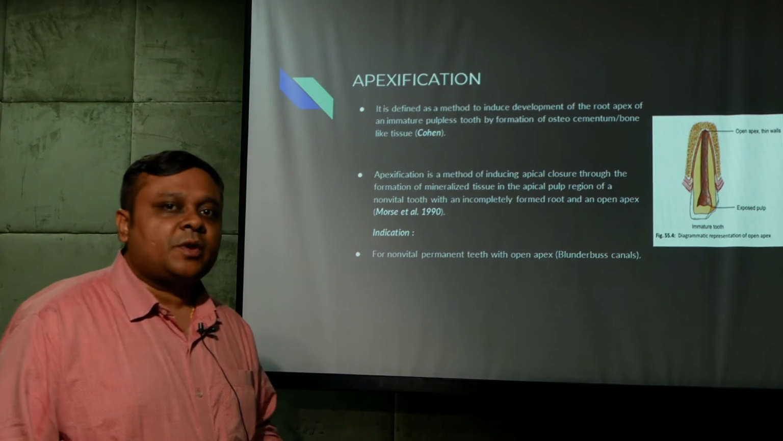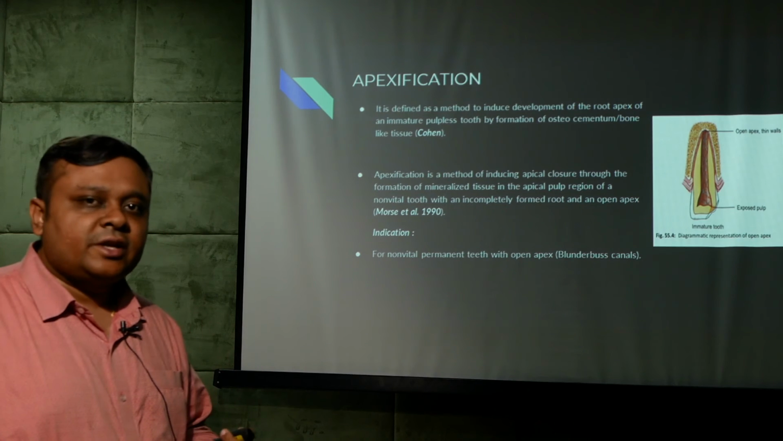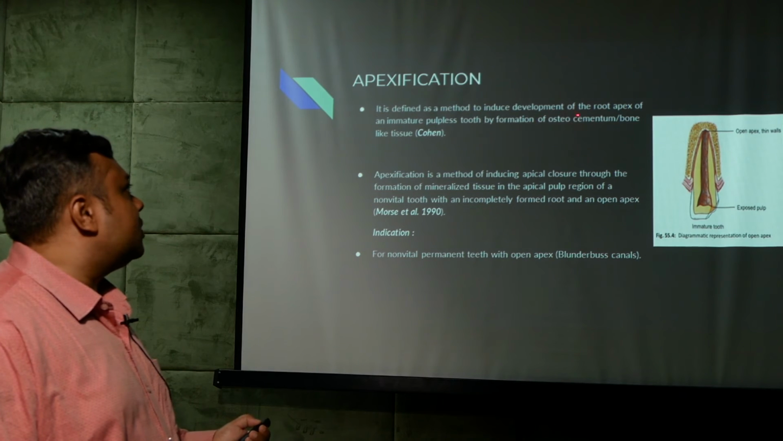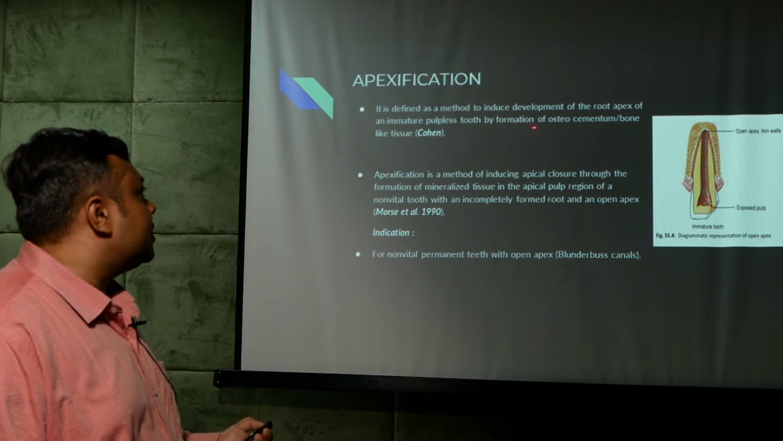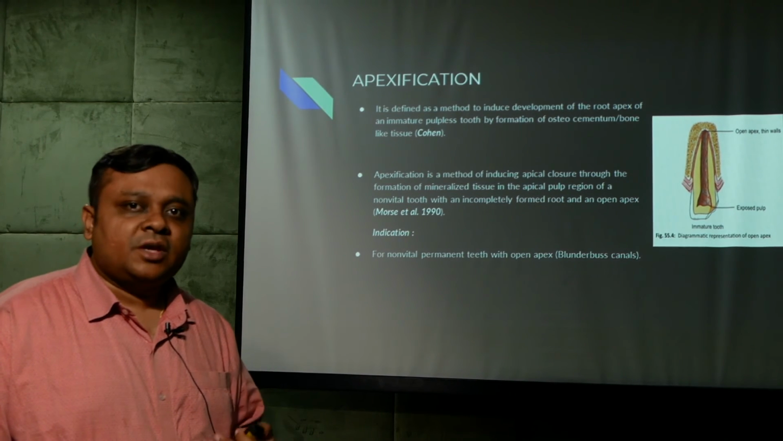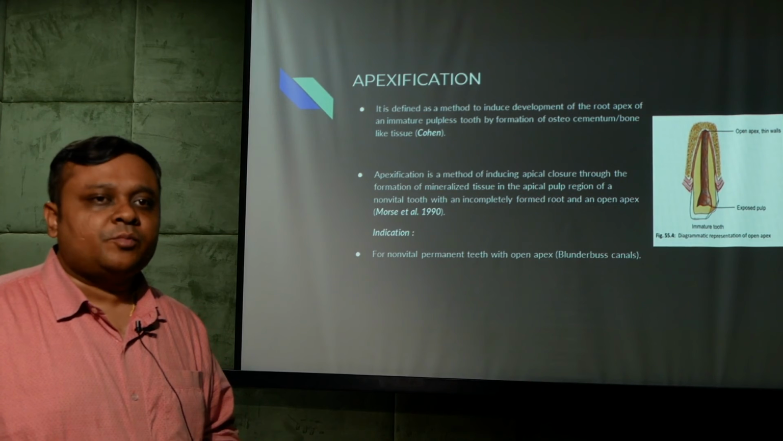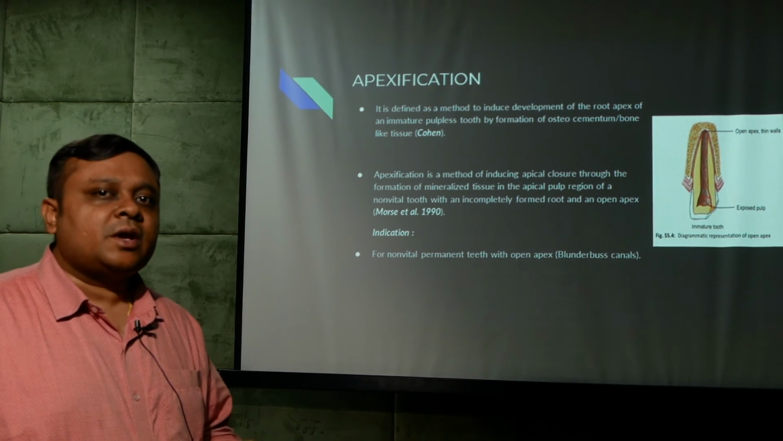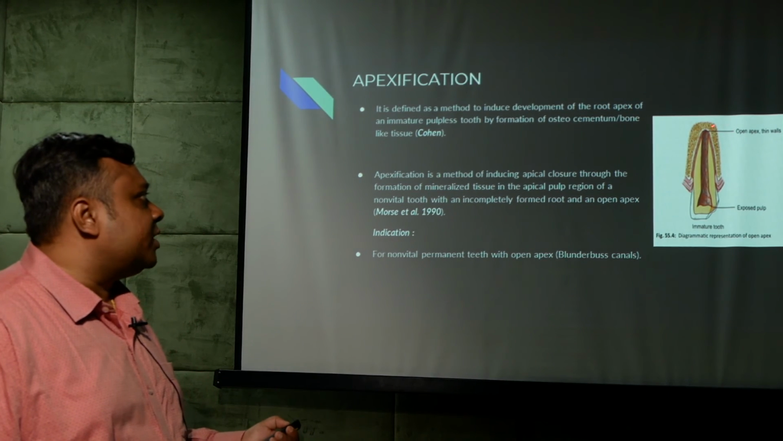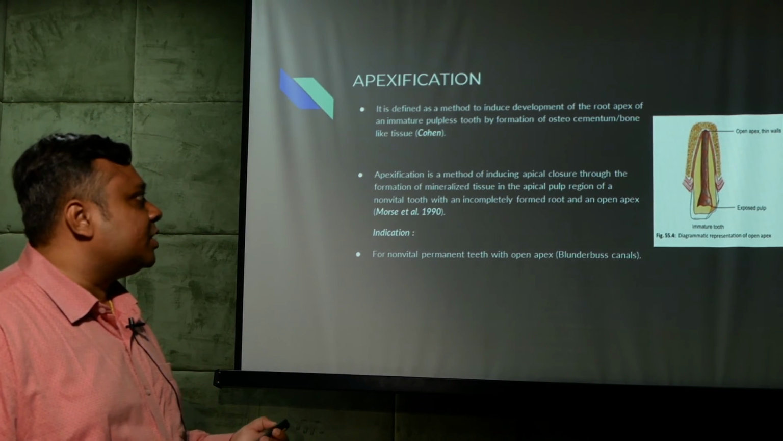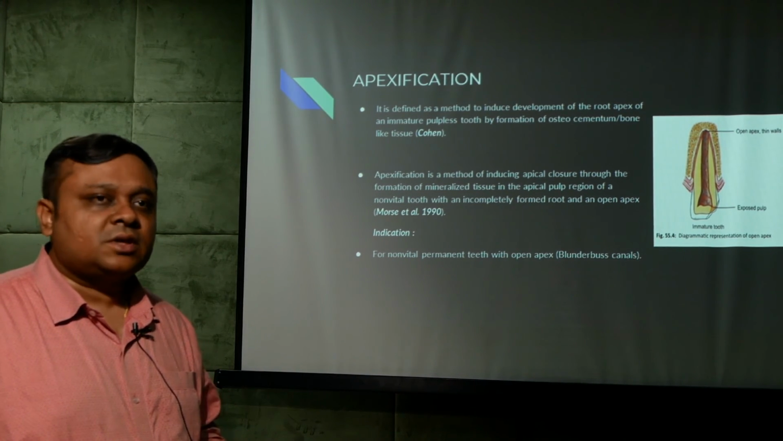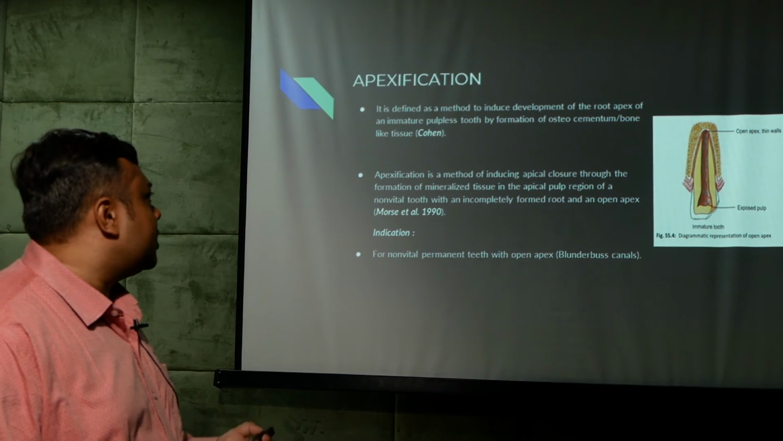Coming to another form of pulpectomy, that is apexification, which we generally recommend in the young permanent tooth. It is defined as a method to induce the development of the root apex of the immature pulpless tooth by formation of osteocementum or bone-like tissue. What happens is that in the young permanent tooth, when the apex closure has not happened completely, and if periapical pulpal pathology happens, the apex is not completely formed. As you can see in the picture, open apex is there. We cannot fill or obturate the root canal of the tooth with the gutta-percha. So we need to perform a procedure called apexification.